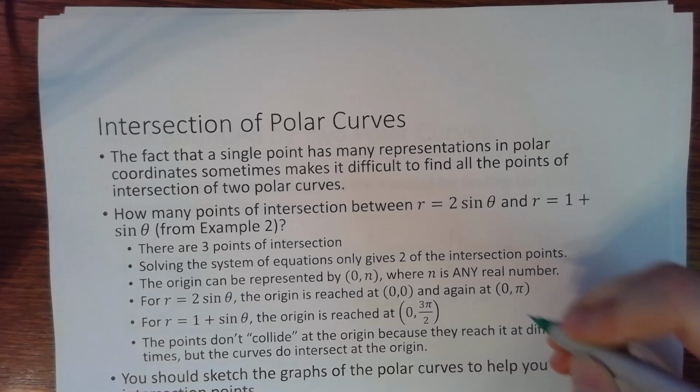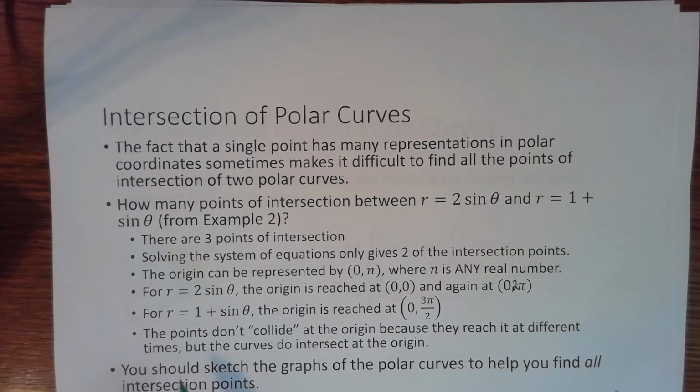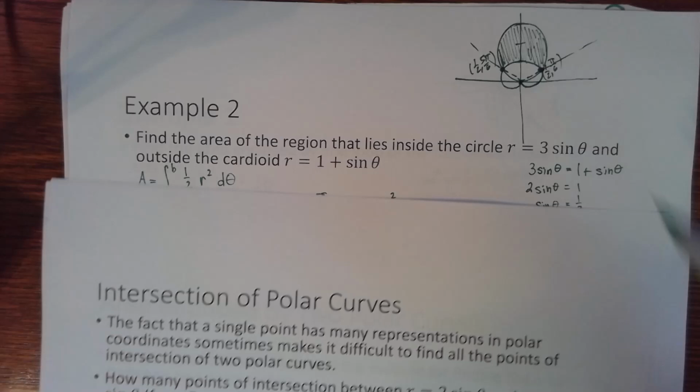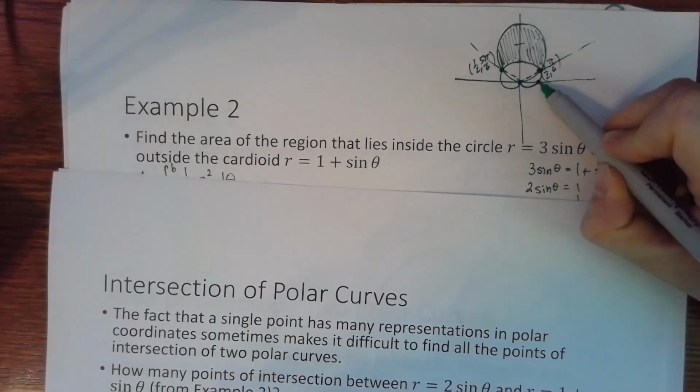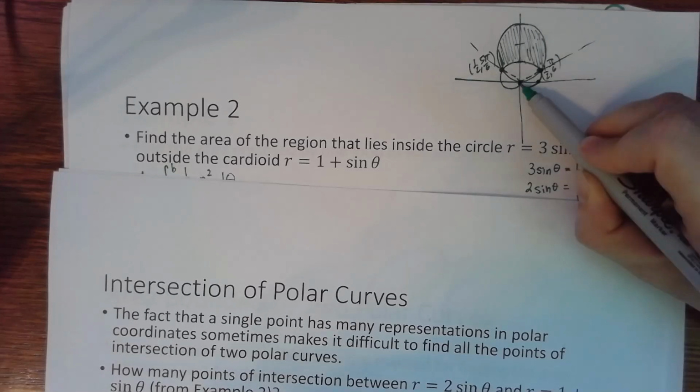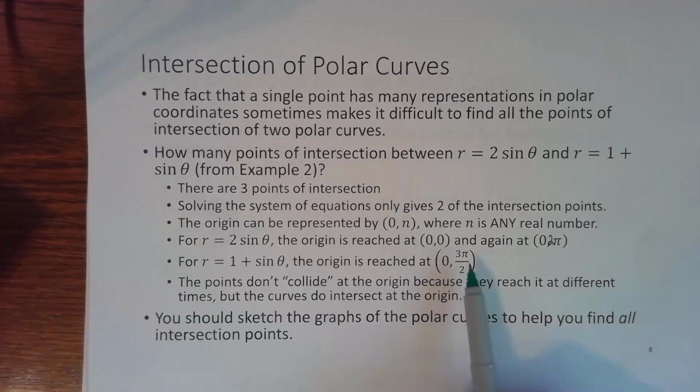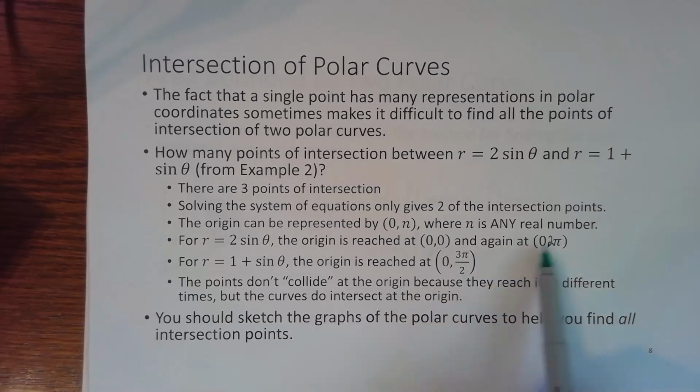I believe, sorry, that should have been 2 pi. All right, and then if we look at the other one, the cardioid, the cardioid starts here at this point when theta is 0, and then it comes around and it reaches the origin at 3 pi over 2. So (0, 3 pi over 2) is the spot where we reach the origin. And so the values that satisfy this equation are (0, 0) and (0, 2 pi).